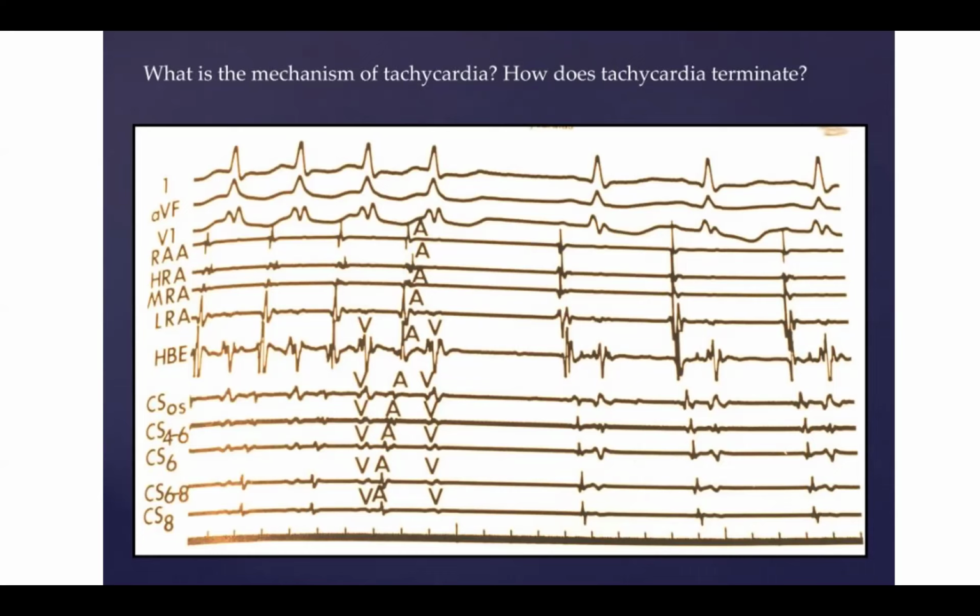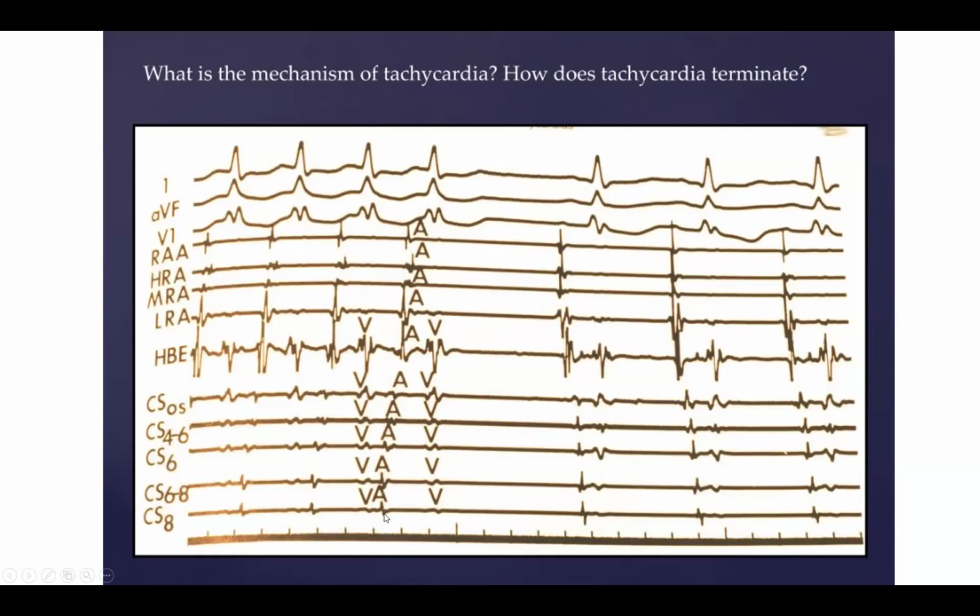All right. So it looks like when we have the tachycardia beats, we have the V coming before the A. You can see that in our CS leads. And it looks like it's closest in the distal CS. So does that give you any indication of what the tachycardia mechanism is here? So you're saying that the VA interval is tighter in the distal CS than it is in the proximal CS.